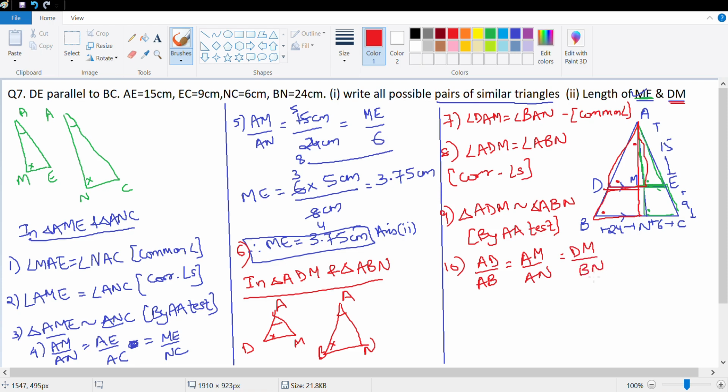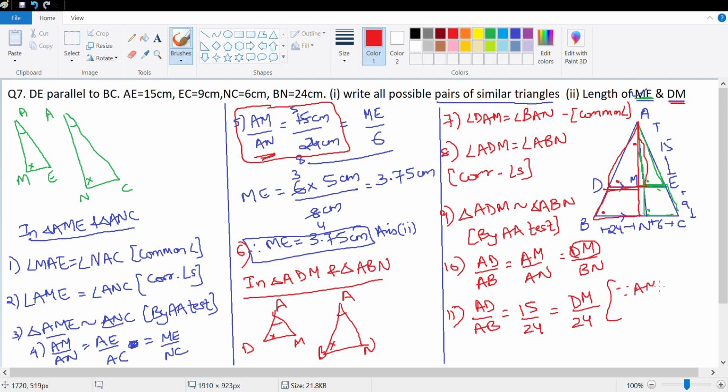Let's see if I can get any values. AD is not given. What do we have to calculate? We have to calculate DM. So this is what I need to calculate. Okay, so AD not given, AB not given, AM not given. But notice that from 5 I get AM upon AN is equal to 15 upon 24. So I can write this as 15 upon 24 is equal to DM, which is what we need to calculate, upon BN, which is 24. We need to write the reason.